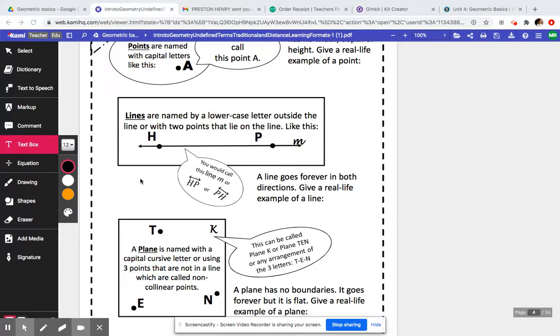Your next vocab word is lines. Lines are named by lowercase letters outside the line, or with 2 points that lie on the line. There are a couple of ways we can call this line. The first example is right here: you would call this line M, and it's italicized and lowercase, so you know that this is line M. Or you can say line HP or PH. It does not matter the order you put those letters, as long as you have 2 arrows and a line on top of them to represent lines. A line goes forever in both directions. I want you to also give a real life example of a line right here.